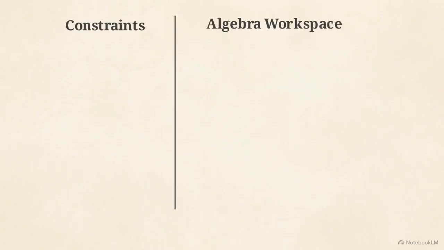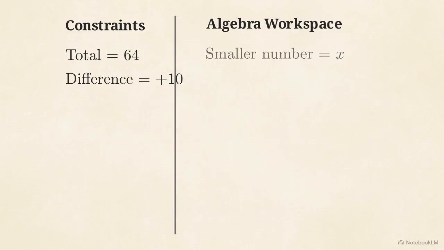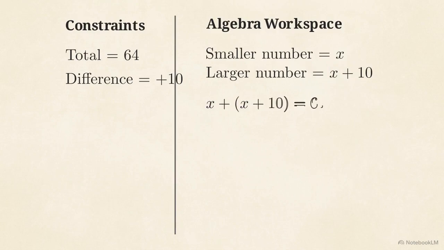Let's construct and solve an equation from a purely relational problem. The prompt reads, the sum of 2 numbers is 64. One number is 10 more than the other. We start by picking a base variable. Let the smaller number be x. Following the logic of the prompt, the larger number must be x plus 10. Since their sum is 64, we write the equation x plus the quantity x plus 10 equals 64.